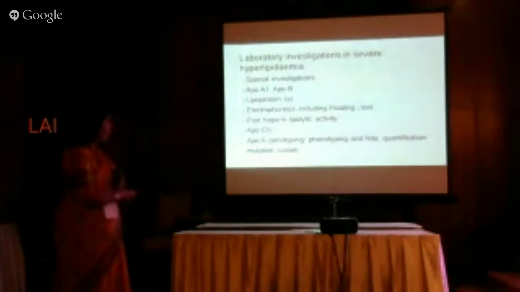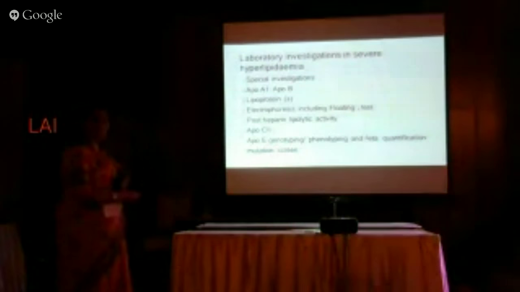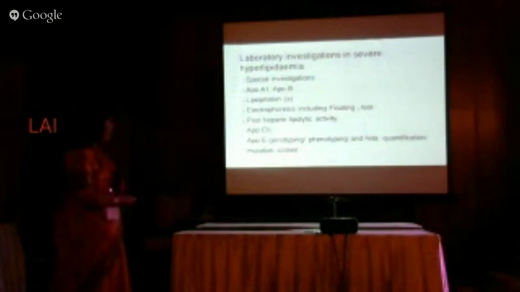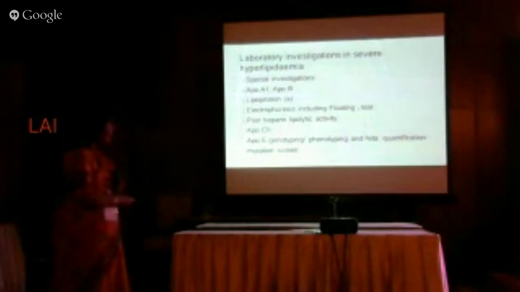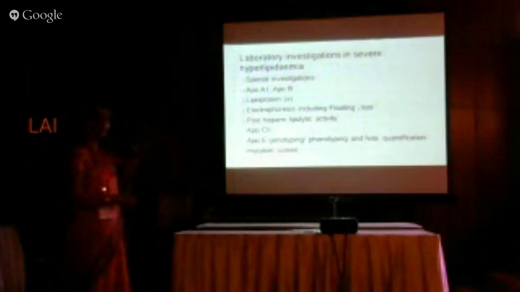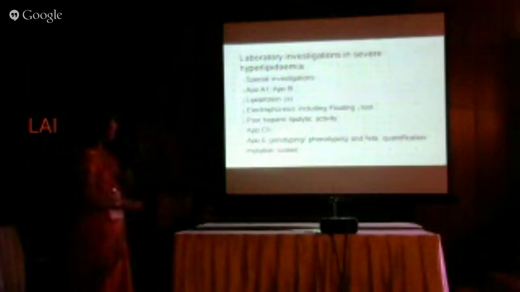You can measure the post-heparin lipolytic activity if you suspect lipoprotein lipase deficiency. ApoC2 can be measured. You can genotype ApoE, 2, 3, or 4, whatever that is. And you can also do beta quantification by ultracentrifugation. You can measure how much of chylomicrons are present, and then mutation screening for the different hyperlipidemias.